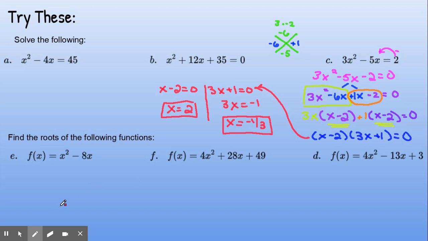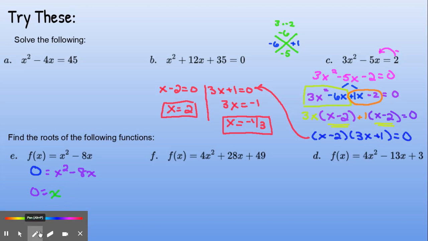Now, part E, F, and D, I put them backwards. Oops, my bad. But we're still going to do it the same way. We want to first replace the f of x with 0. And then I can write out the rest as is, because I want to find the roots. Again, finding the solution, finding the roots, finding your intercepts, they all mean the same thing. And now I want to try and factor this. Looking at the problem, x squared minus 8x, well, they both have an x in common. So I'm going to take that out.